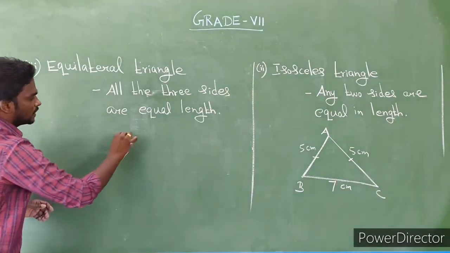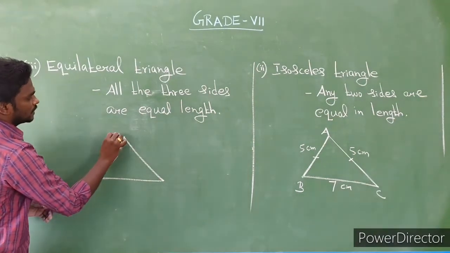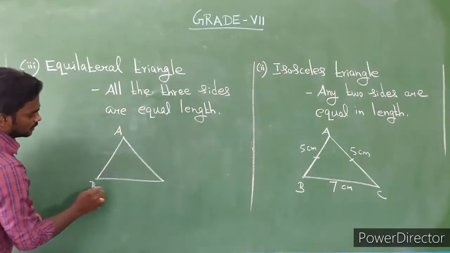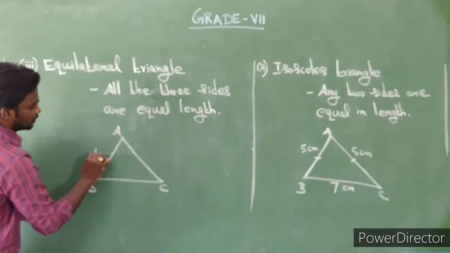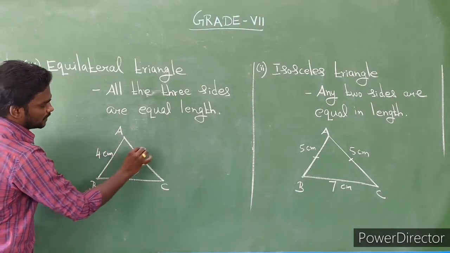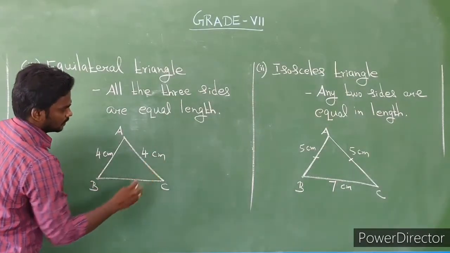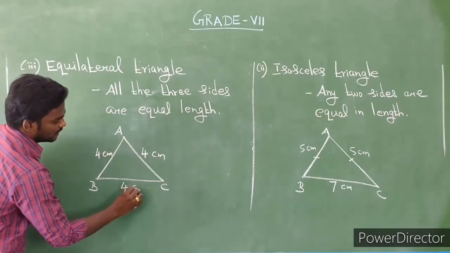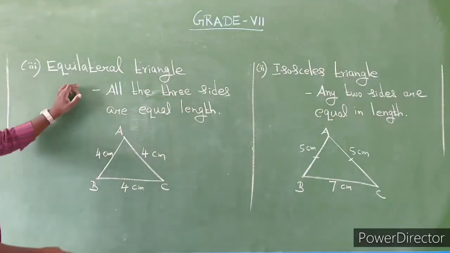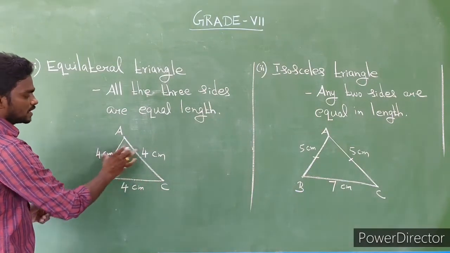So what is the example for equilateral triangle? Triangle ABC, all the three sides are 4 centimeter. So this is an example for equilateral triangle. What is equilateral triangle? All the three sides are equal in measure.